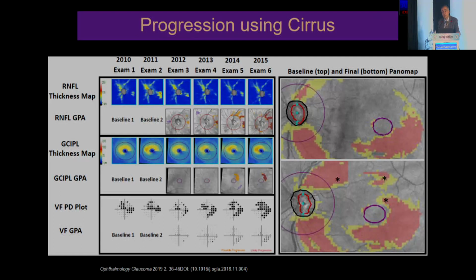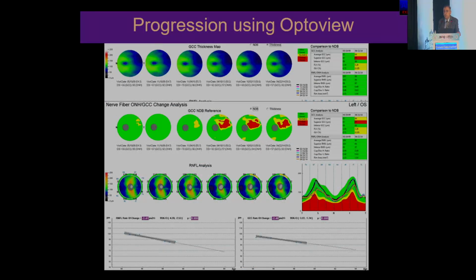The best strategy, if you do have the Cirrus, is to use the PanoMap, which is the entire area of the retina, because then you can correlate the RNFL and the macula. This is with OptoView, a similar type of RNFL analysis, GCC analysis, and you can get a slope also.